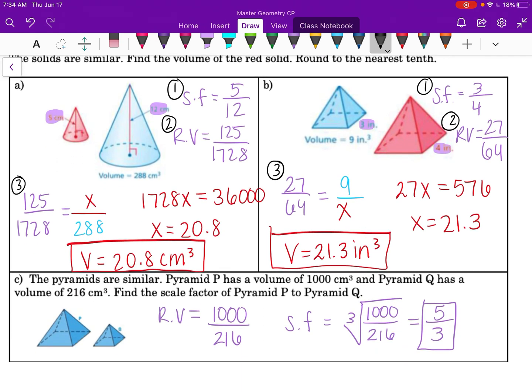Last one, we have to work backwards a little bit. They tell us the volume of the larger pyramid is 1,000 centimeters cubed, and the volume of the smaller pyramid is 216 centimeters cubed. And they want us to find the scale factor. So what they give us is the ratio of volumes, because they give us our two volumes. So we have to work backwards to find our scale factor. So the opposite of cubing something is taking the cube root. So we're going to take the cube root of 1,000 over 216. The cube root of 1,000 is 5, and the cube root of 216 is 3. So our scale factor is 5/3.